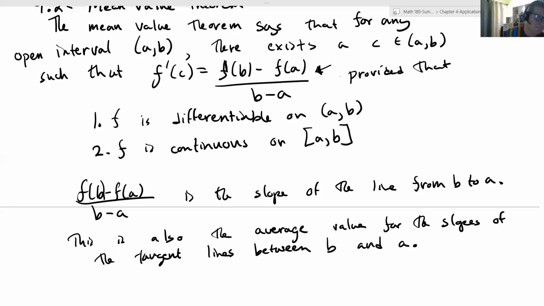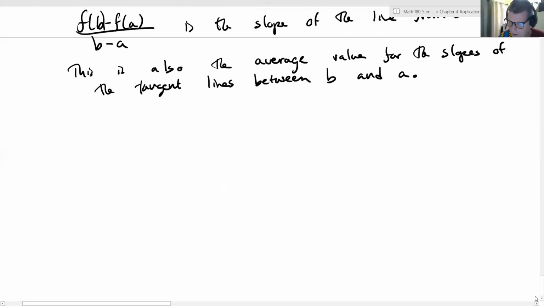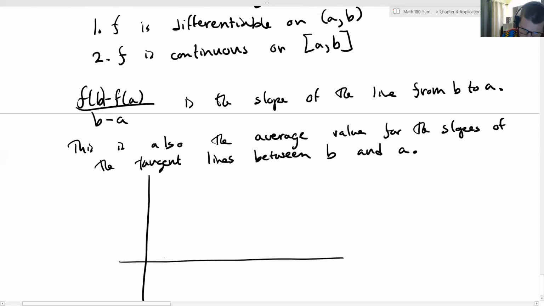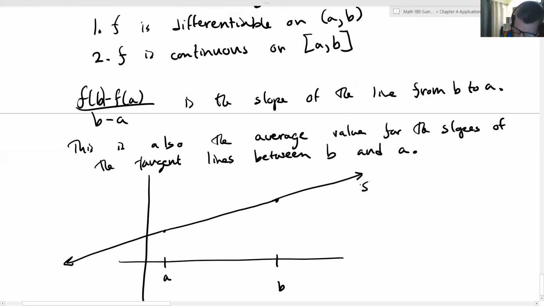Essentially we'll get a picture that looks something like this. Let's say, for example, here's A, here's B, and I have a line that goes from A to B. The slope of this line equals f of B minus f of A over B minus A.